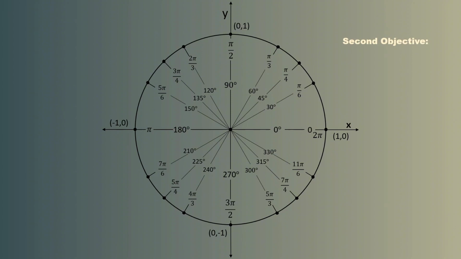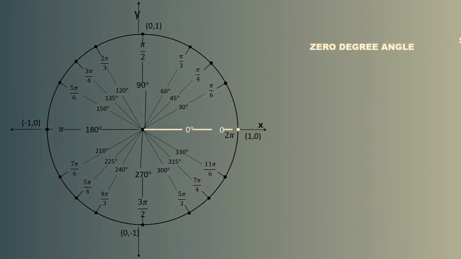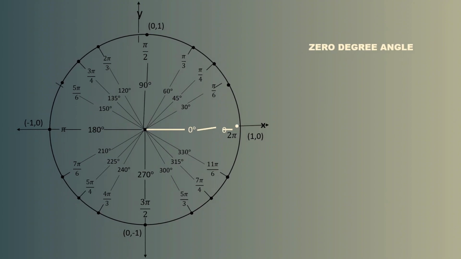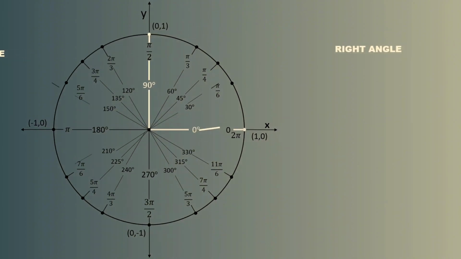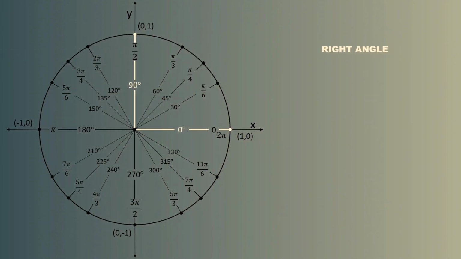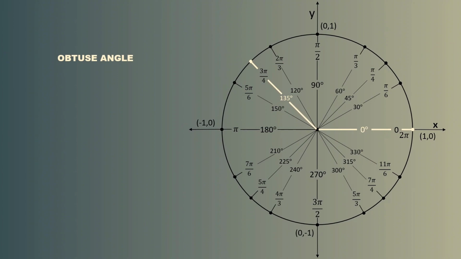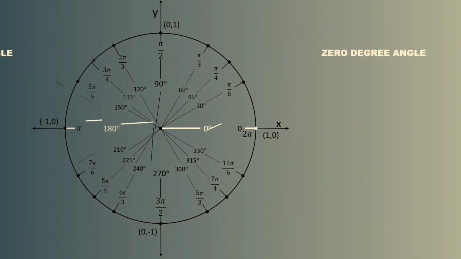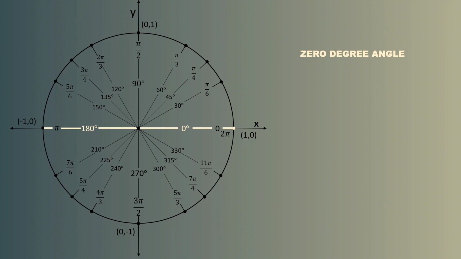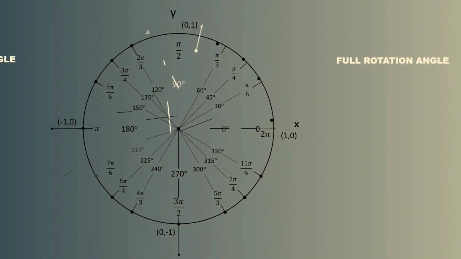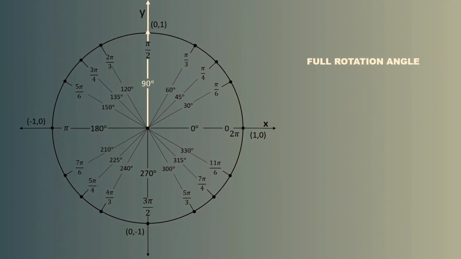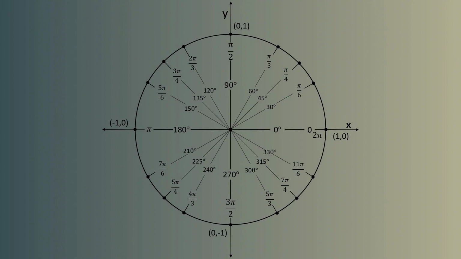Now these are the types of angle. The acute angle is an angle measuring less than 90 degrees. Next is the right angle, an angle measuring exactly 90 degrees. Next is obtuse angle. Next is straight angle, an angle measuring exactly 180 degrees. Next is the reflex angle. Next is the full rotation angle. Exploring the intricacies of the unit circle opens a gateway to understanding angles, coordinates, and their applications in the realm of trigonometry.